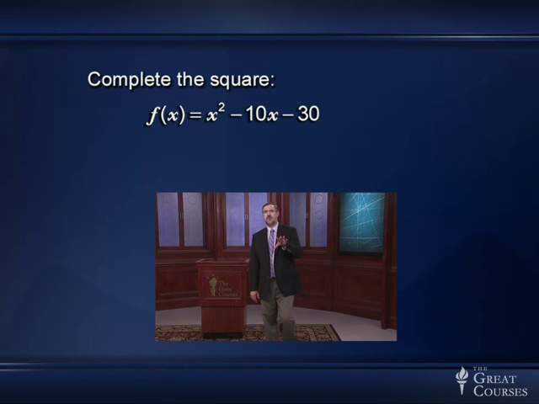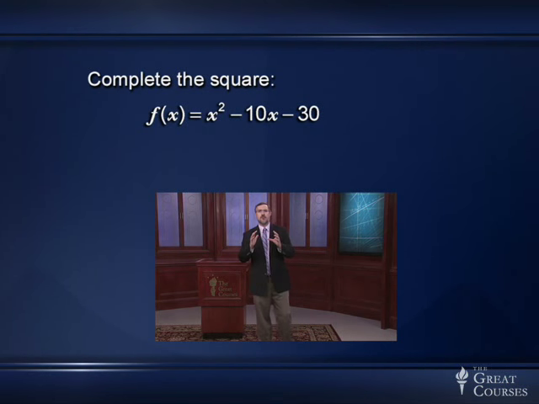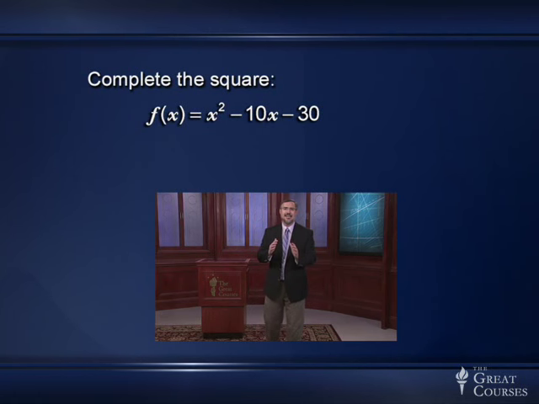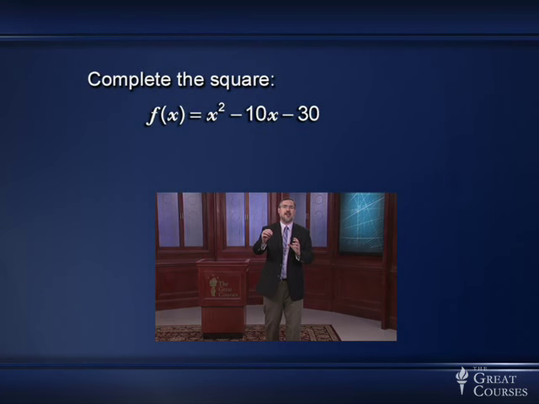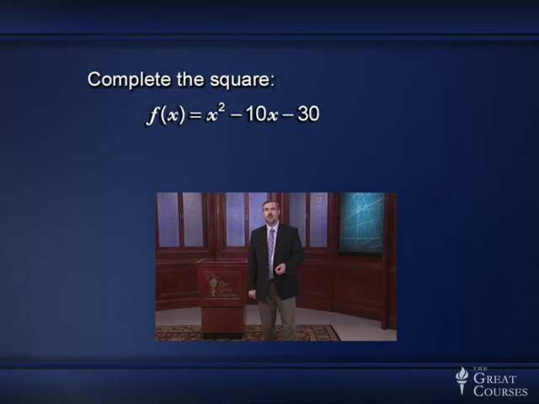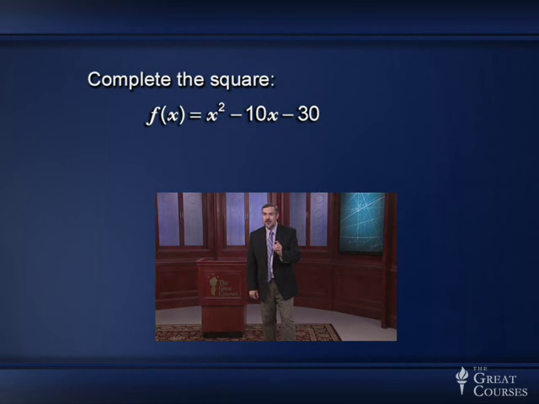Okay, as with the previous example, I want to determine the coefficient that I would need in order to complete the square if I'm going to have x squared minus 10x plus something. Guess what? There's actually a recipe for finding that number. Here's what you do.